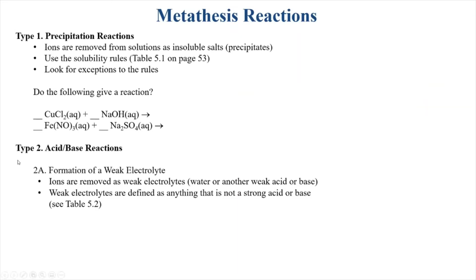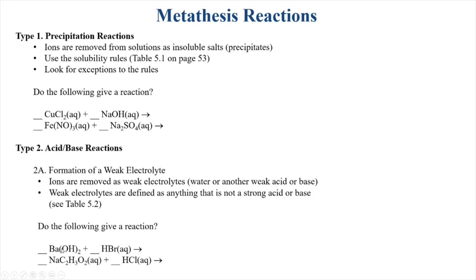Okay. And then also what we're going to do is take a look at acid-base reactions. In acid-base reactions, these can form a weak electrolyte, where ions are removed as weak electrolytes, and the main ones are either water or another weak acid or base. So H2O is a weak electrolyte, or things like acetic acid, nitrous acid, any acid that's not a strong acid would be a weak electrolyte. As I said, weak electrolytes are anything that is not a strong acid or a base as defined in table 5.2. So take a look at the following and decide, will they give you a reaction?